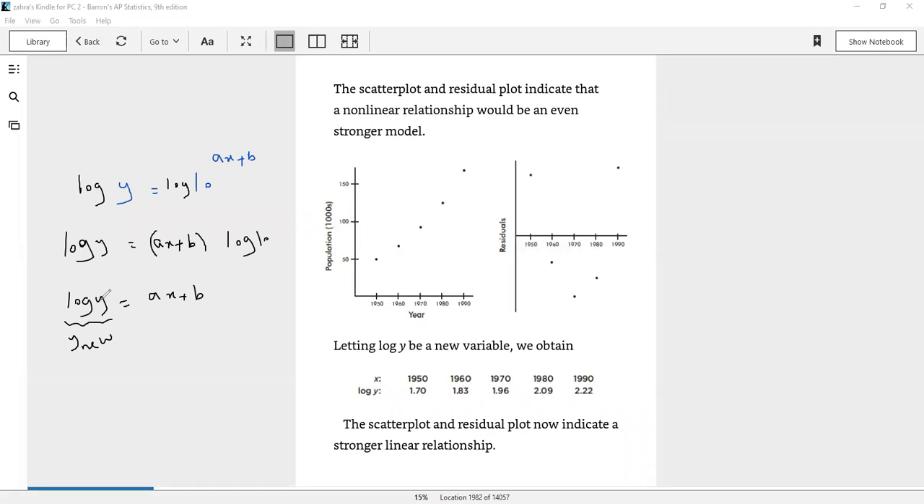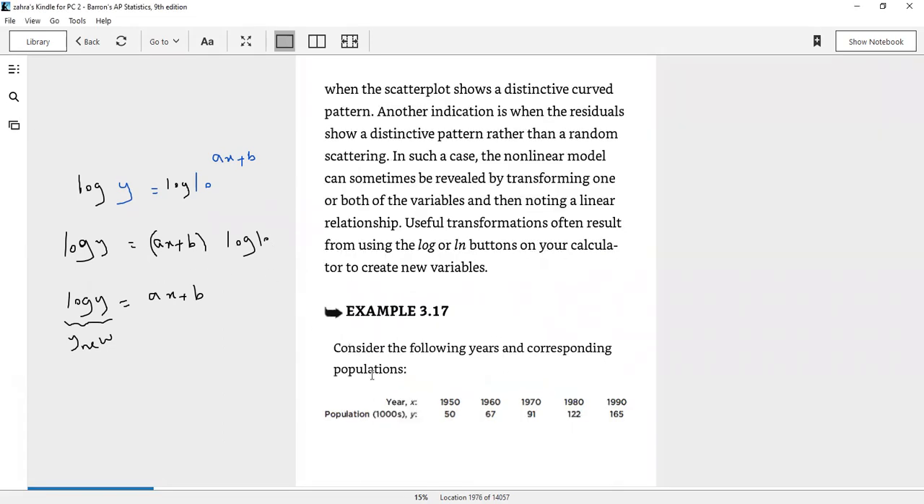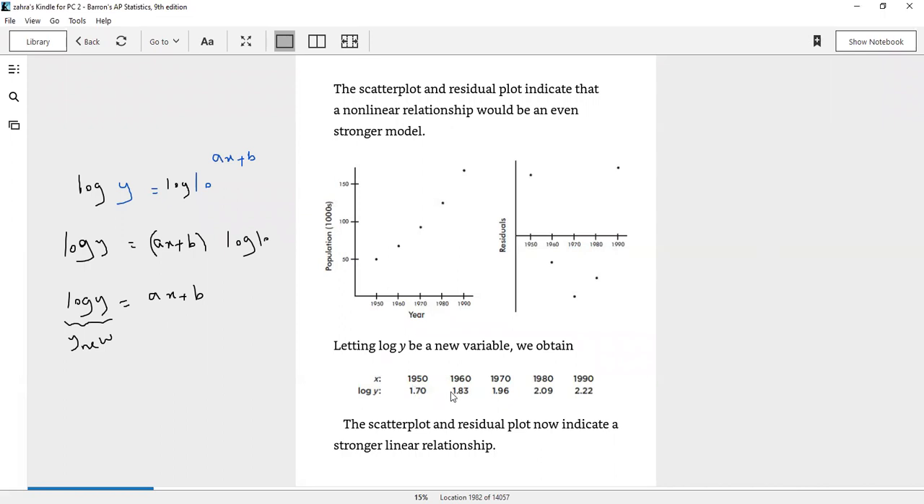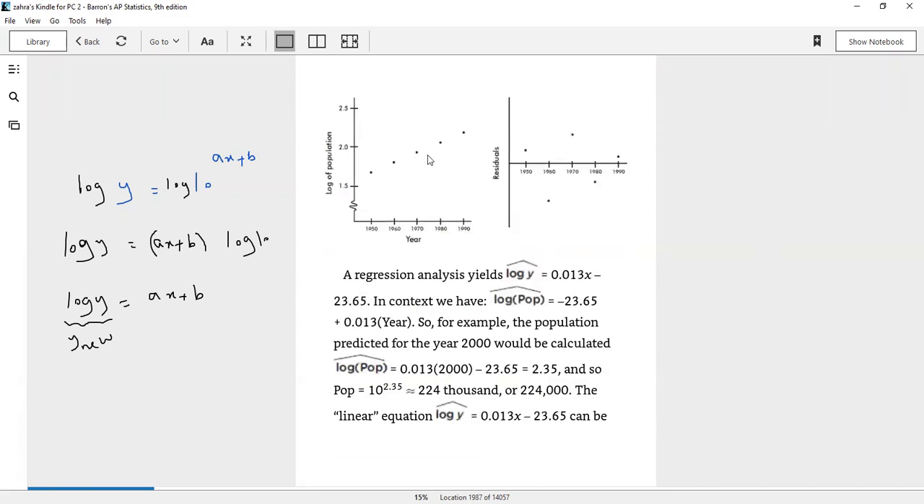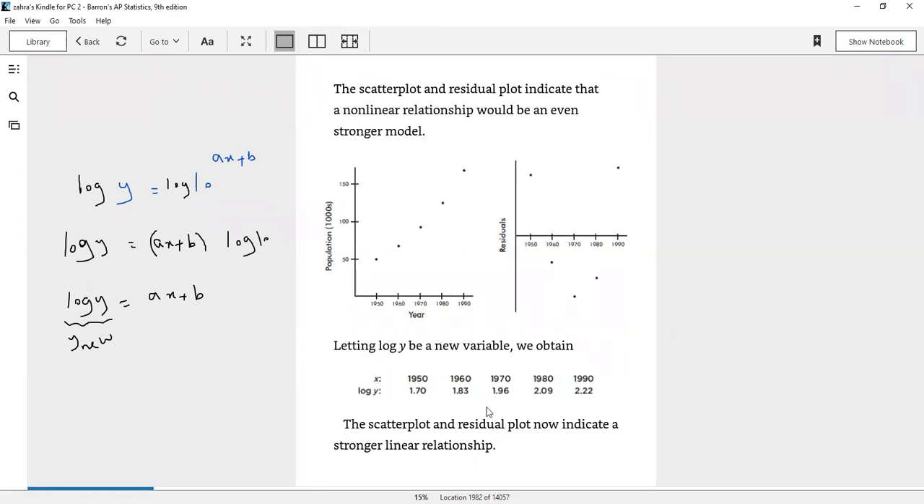If you take a log of your previous data, your model will be linear. See, take a log of 50, 60, 70, these numbers. And now your new data: log 50 is 1.7, and the logs of the other numbers you just listed here. This is your new data. If you graph this, you will see it is linear. I proved that here. Now you know how to find the line of best fit.